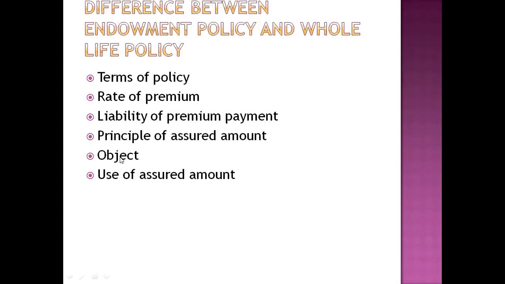Liability of the premium payment. In an endowment policy, the liability is for a fixed time period or till the death of the assured, meaning the assured pays the premium. In a whole life policy, the premium is paid as long as the insured is alive. Then we have the next point, the object. The main object of an endowment policy is to make financial arrangement for old age, but in a whole life policy, the main objective is to make financial arrangement for the family, because a whole life policy is basically for the family, not for the assured person, whereas an endowment policy is for his own sake.